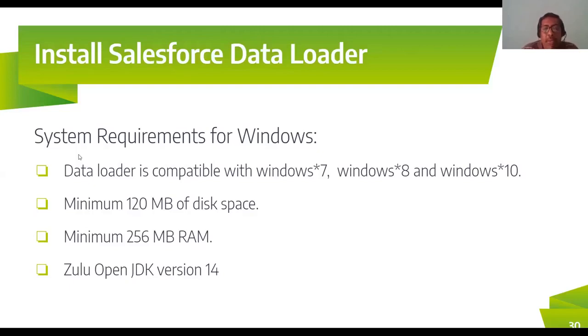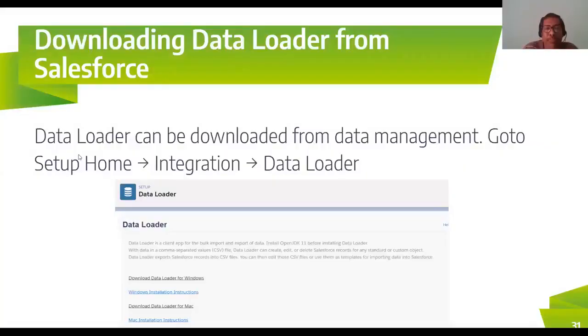For which, the system requirements for Windows, right? Because most of us will be using the Windows operating system. The Data Loader is compatible with Windows 7, Windows 8, and Windows 10. A minimum of 120 MB of disk space is required, and a minimum of 256 MB RAM is required. Zulu OpenJDK version 14 or 15 is needed. The latest version is 16. You can install 16 also, right?